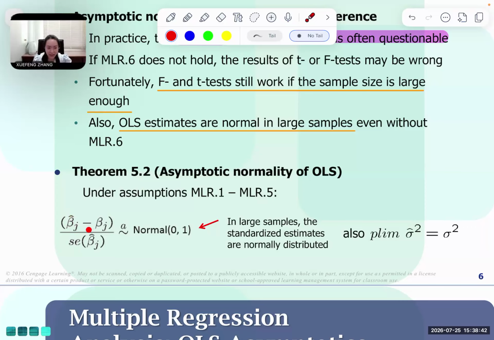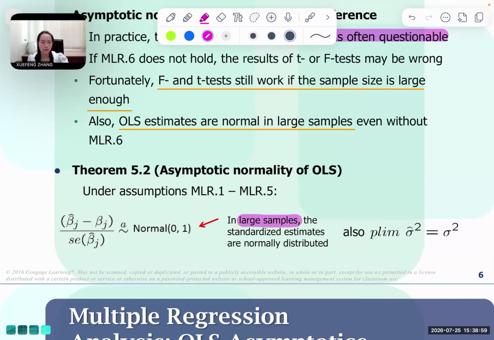Beta j hat minus beta j over the standard error of beta j hat is approximately normally distributed with mean 0, variance 1 in large samples, okay? And also the plim of sigma square hat equals sigma square. The symbol here means approximately, okay? Approximately.